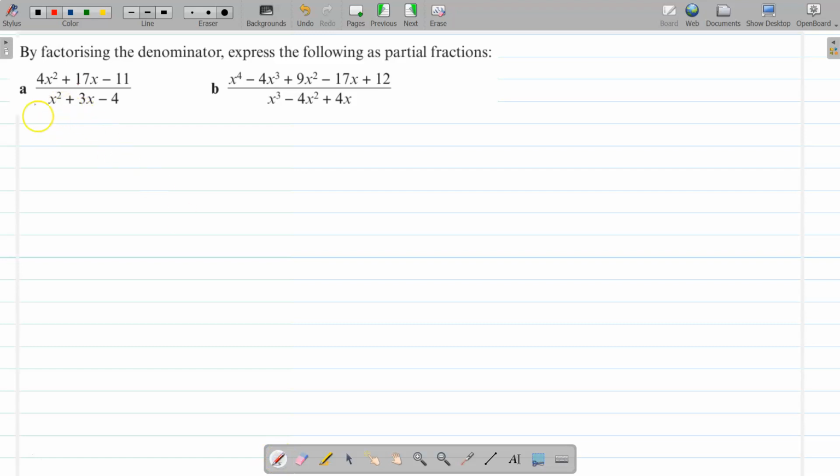Okay, the first thing is, let's do question A, and I'm going to call this one f of x. We'll look at question B afterwards. So question A requires us to factorize the denominator and process it from there. So what I'm going to do first is write that f of x, okay, so question A, f of x is equal to 4x squared plus 17x minus 11, and all of that is divided by x plus 4 times x minus 1, which of course is the factorization of that denominator. So that's a starting point.